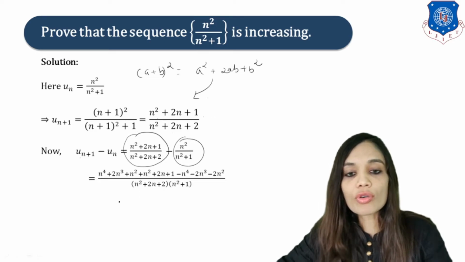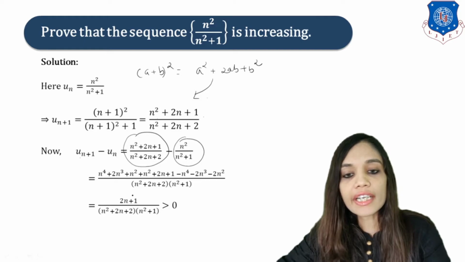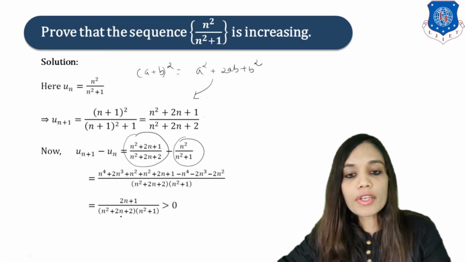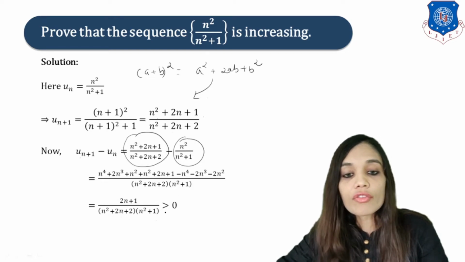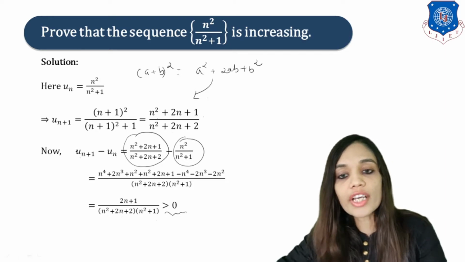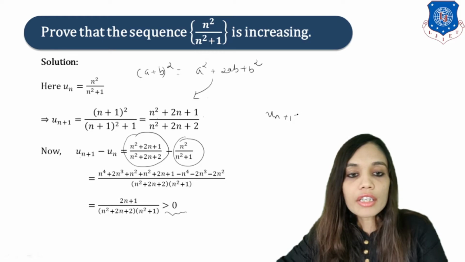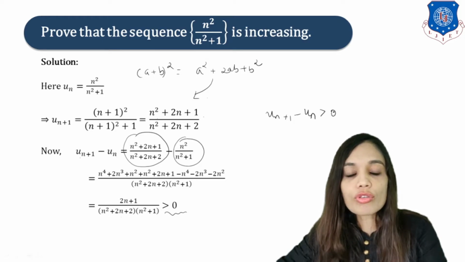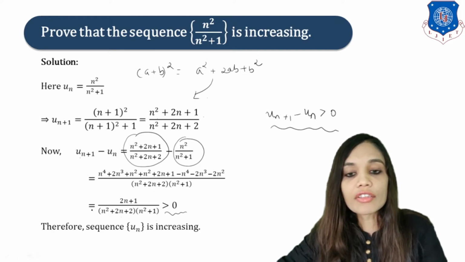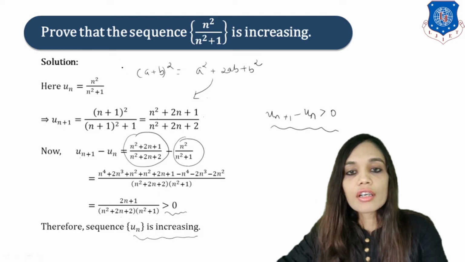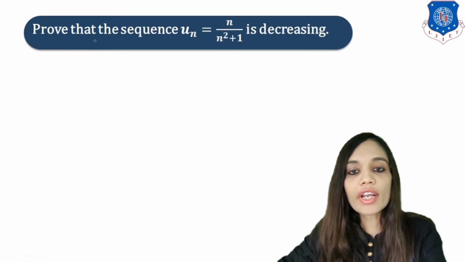and simplify. So on simplifying, you will get the answer as (2n plus 1) upon (n square plus 2n plus 2) into (n square plus 1), which is greater than 0. So you can say that un plus 1 minus un is greater than 0. So what we can say is that the given sequence is increasing. Okay. Now let us study one more example.